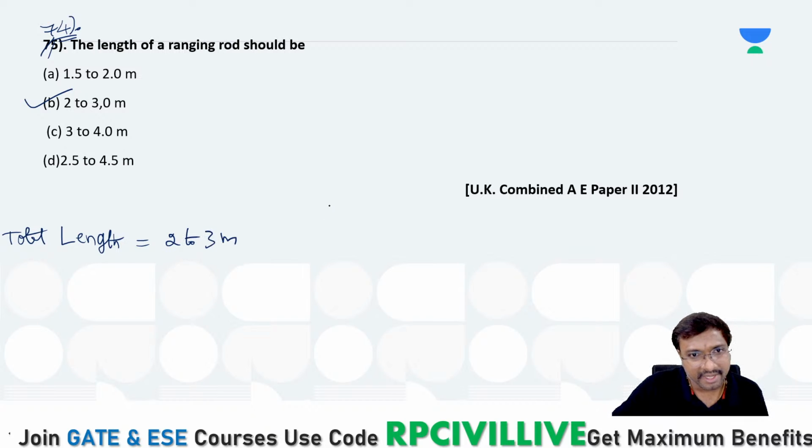2 to 3 meters. And whenever you are having this ranging rod, if you just observe, you have black and white color strips or red and white color strips. Do you remember that, all of you?